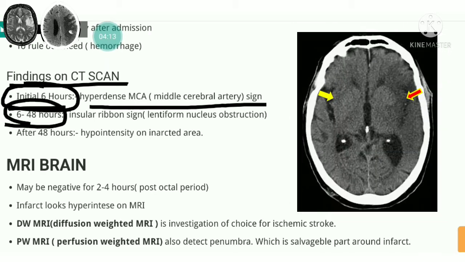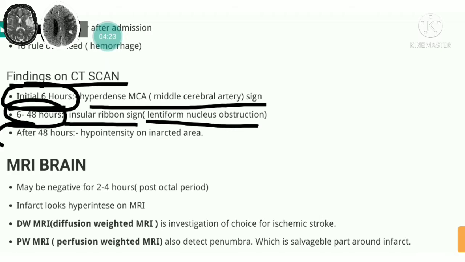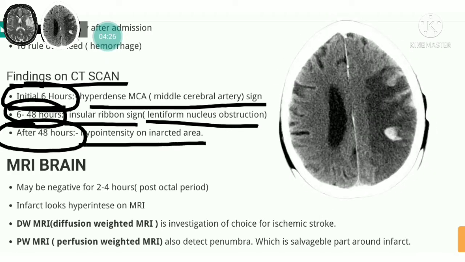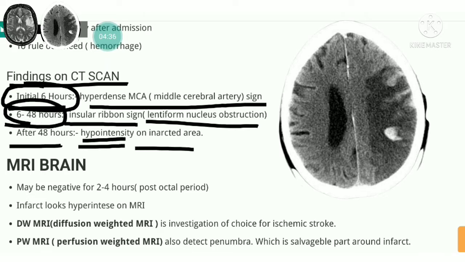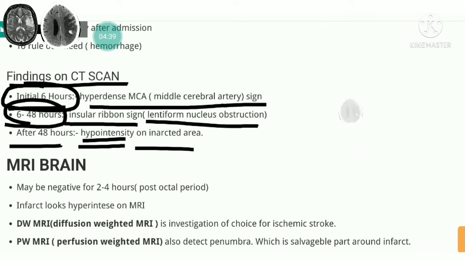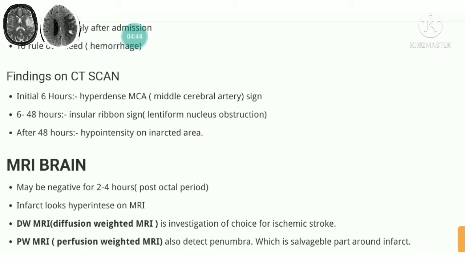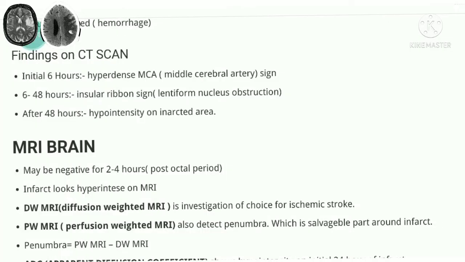In the first 6 to 48 hours, it may present with the insular ribbon sign, lentiform nucleus obstruction, which can be visualized as an insular ribbon sign. After 48 hours, it presents as a hypointensity. After 48 hours, hypointensity on the infarcted area. Okay, but it is after 48 hours, so it's too late. Okay, it's too late.